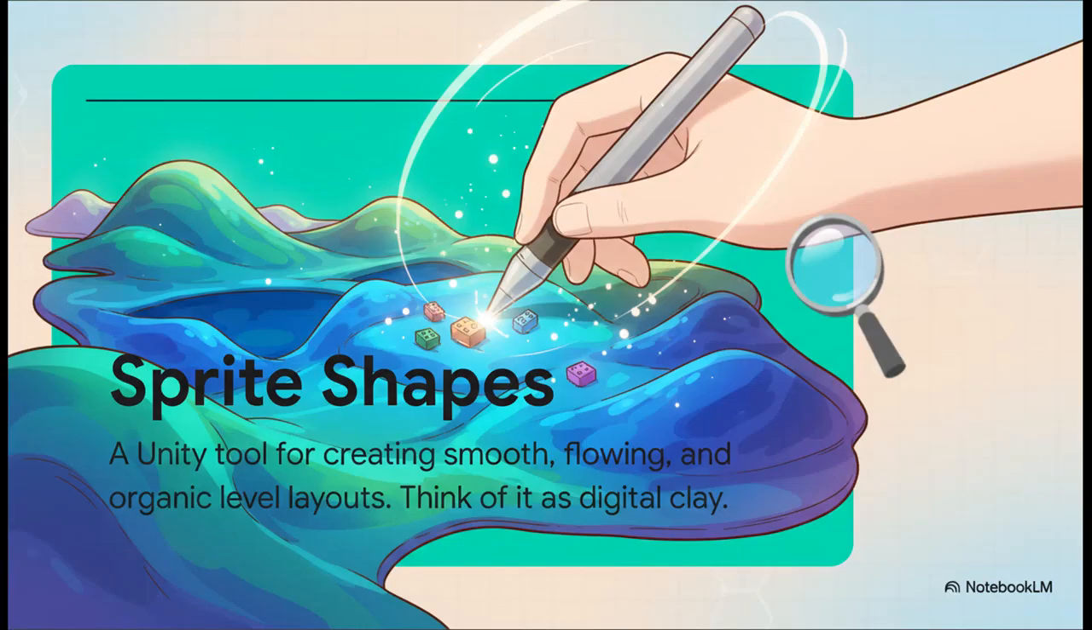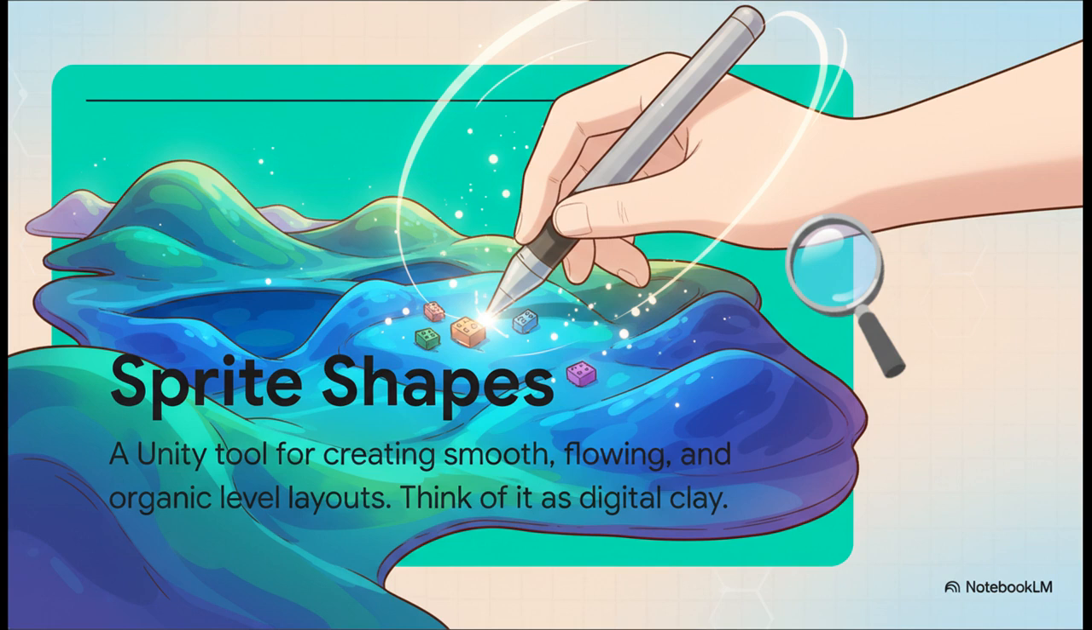And this is our solution. It's an incredible tool inside of Unity called Sprite Shapes. Now, instead of placing individual square tiles over and over again like digital Legos, Sprite Shapes let you just draw the contour of your world. You place points, you drag the handles to create these beautiful Bezier curves, and you literally sculpt your hills and valleys. The digital clay analogy is honestly perfect. It frees you from the grid and lets you create something that feels truly organic.